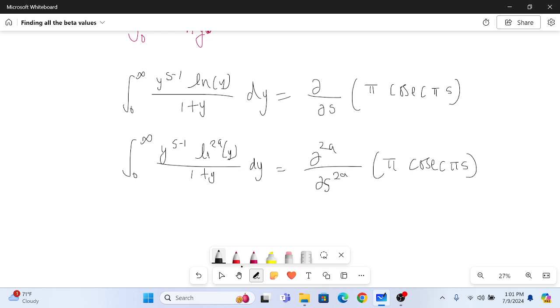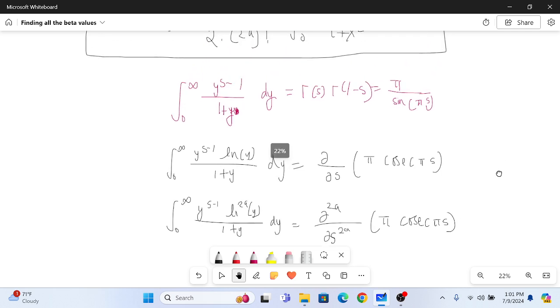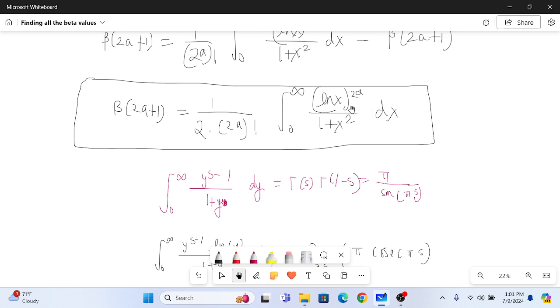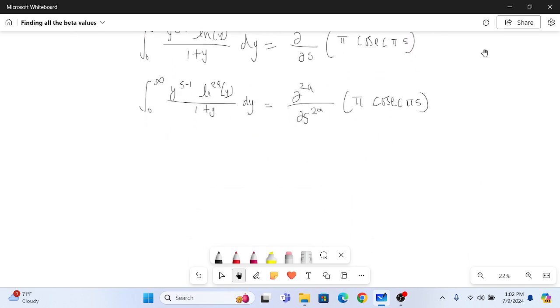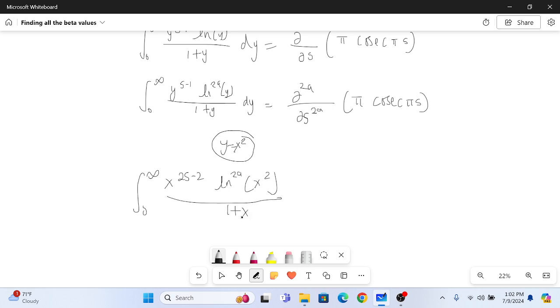Now we finally have this result, and you might notice that this is somehow similar to the one that we want. Here is also ln of x to the power 2a, and we just don't have x squared over here, so let me try to make that. Let us say that y is x squared. If we do the substitution, now this goes from 0 to infinity, and x to the power 2s minus 2, ln to the power 2a of x squared by 1 plus x squared, and then dy is equal to 2x dx. This will be equal to the partial derivative with respect to s 2a times of pi cosec pi s.